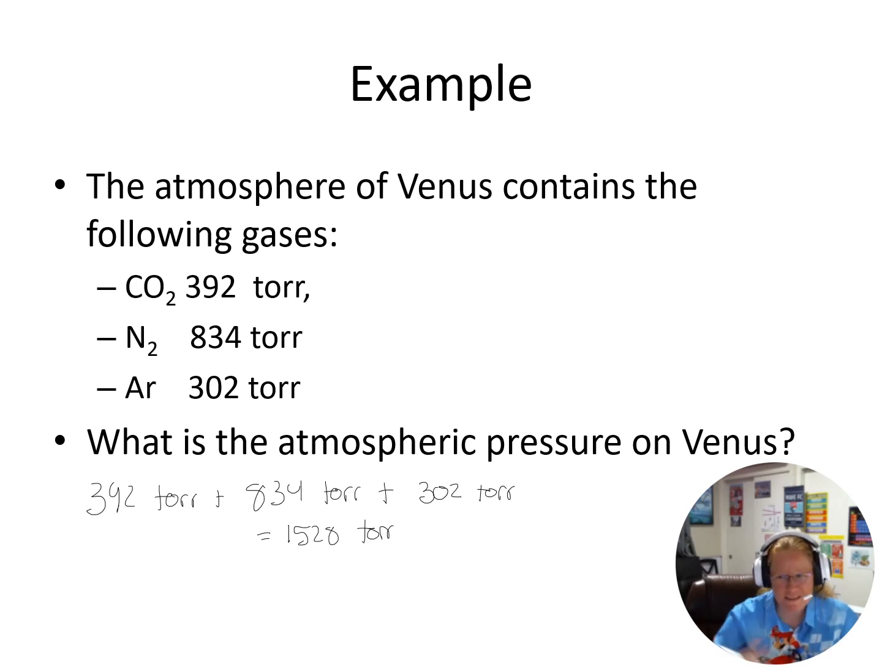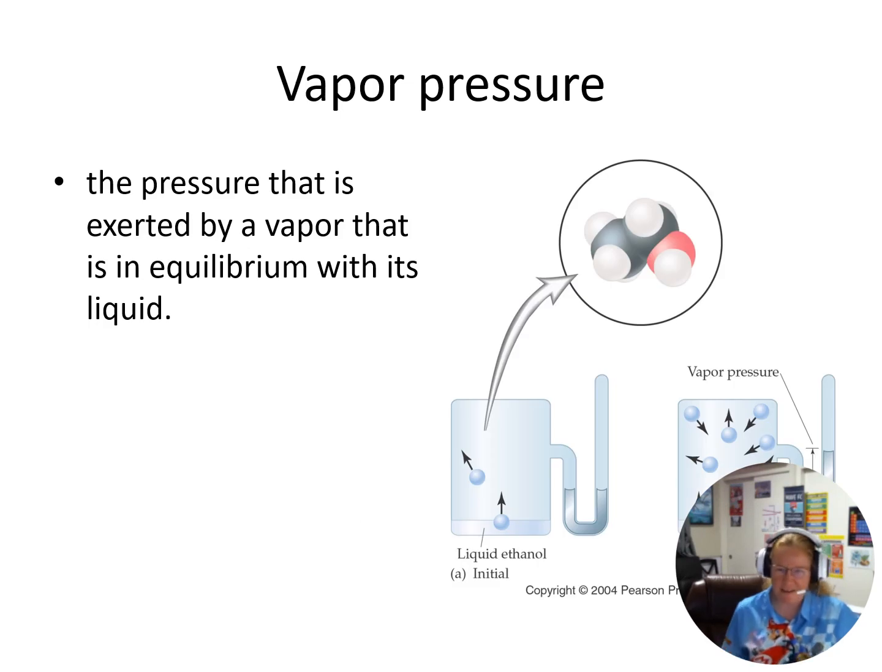Now, one of the things with Dalton's law of partial pressure, though, is it lets us do some fun things. So one thing is it lets us understand some stuff going on with vapor pressure. So our vapor pressure is the pressure that's exerted by a vapor in equilibrium with its liquid. Okay, so it's whatever's vaporized on top.